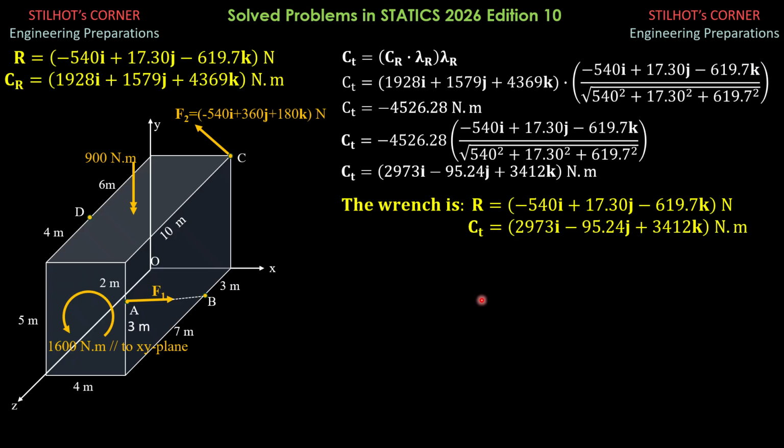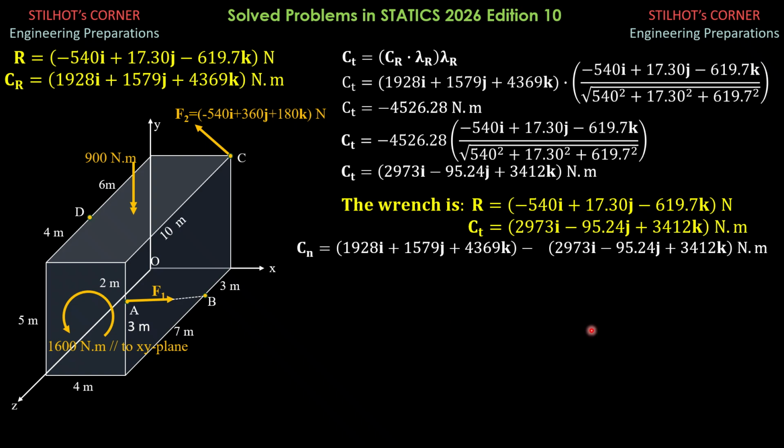So the normal component of the couple is C sub R minus C sub D, and the result would be equal to the following. So C sub N is equal to negative 1045i plus 1674j plus 954.957k Newton meter. So we now find the point where the axis of the wrench crosses the XY plane, and let's put the components there.